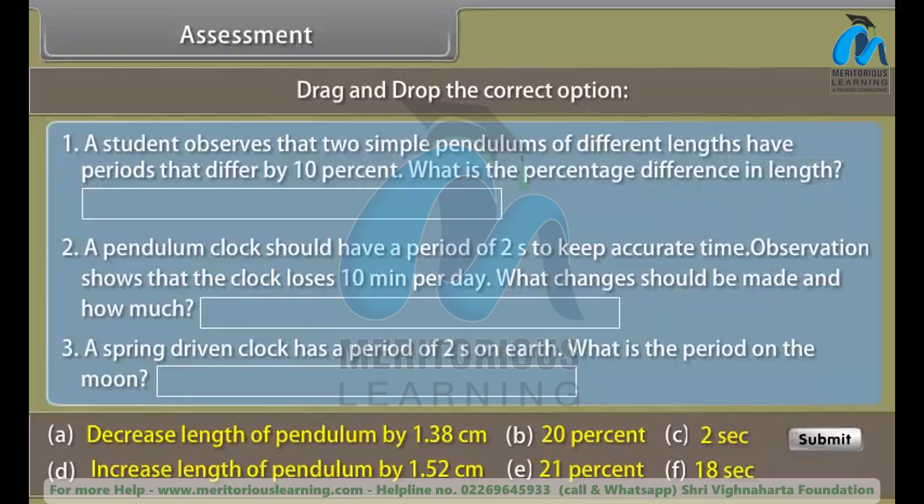Assessment. Before proceeding further, let us know how much you have learned. Drag and drop the correct option.